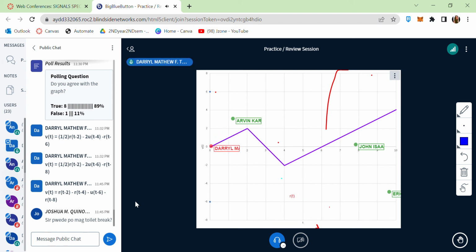Yung liko niya from starting t equals 0, slope pa lang niya is 1. Pero pagkatapos ng t equals 2, yung naging panibagong slope is negative 2. So ano yung ramp function na kailangan natin i-apply dito para yung positive 1 na pagakyat magiging negative 2 na pagbagsak? Yes, tama, minus 3.